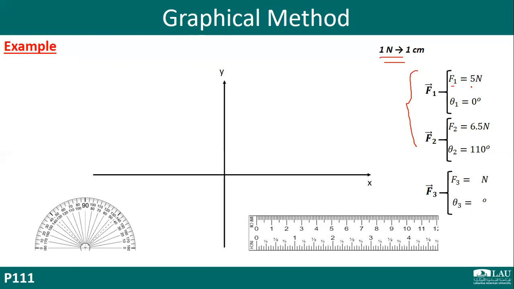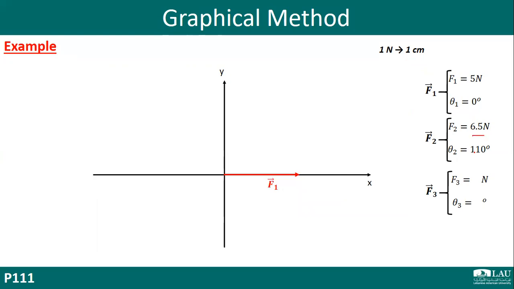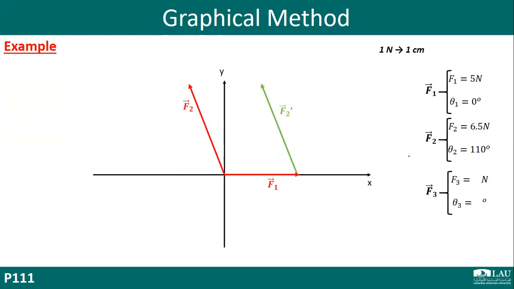So if F1 is 5 Newtons and theta is 0, it's directed along the x direction. Here it's F1, 5 centimeters, using the ruler. Now for F2, we have the magnitude and the direction. We start with the angle. It's 110 degrees, so if you check on the scale, here it's the 110. First you put a point, then using the ruler, you draw 6.5 centimeters. So here it's F2.